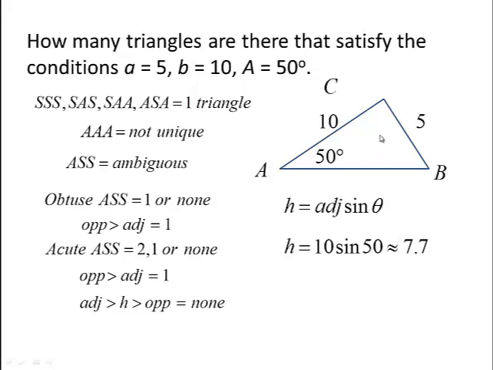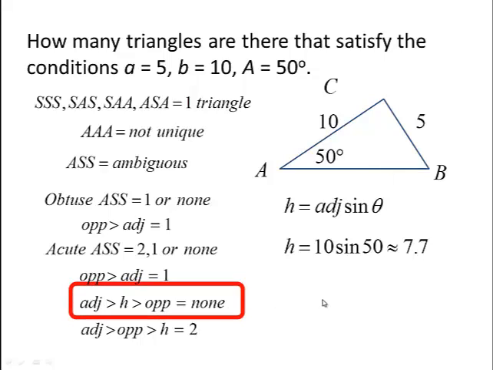And if the height is the medium one, so if it goes adjacent, height, opposite, 10, 7.7, and 5, then there are no triangles. If it's adjacent, opposite, then the height, then there are 2. So in this case, there are none.